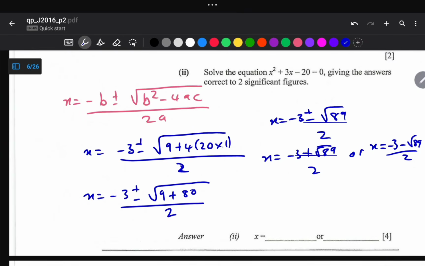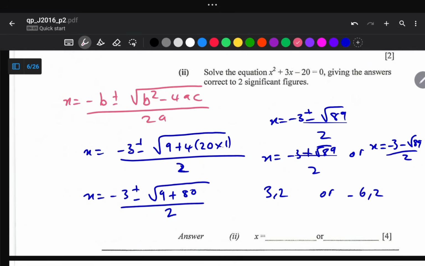If we divide negative 3 plus square root of 89 by 2, this gives us 3.22. We are required to give our answer correct to two significant figures, so this gives us 3.2. And if we divide negative 3 minus square root of 89 by 2, this gives us negative 6.2. So x is either equal to 3.2 or negative 6.2.